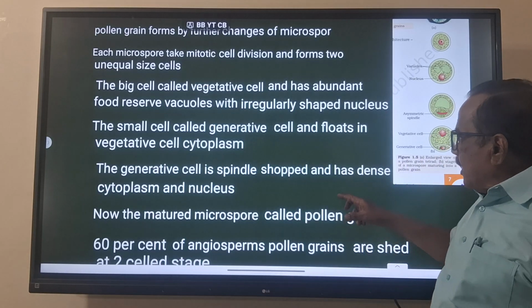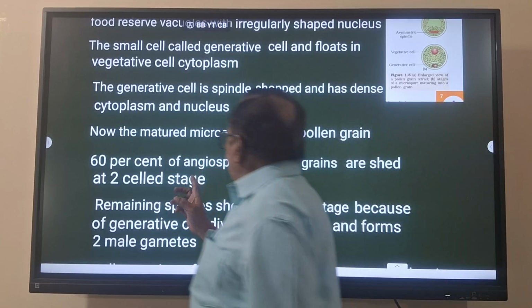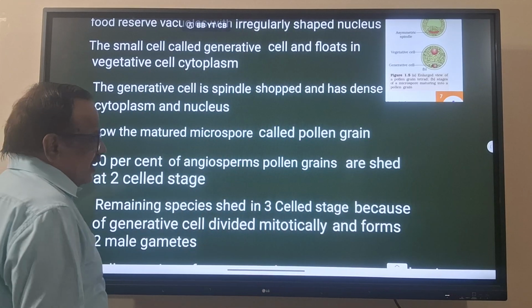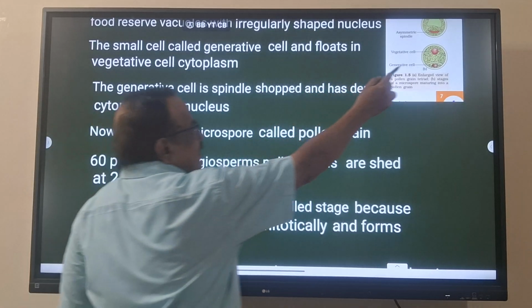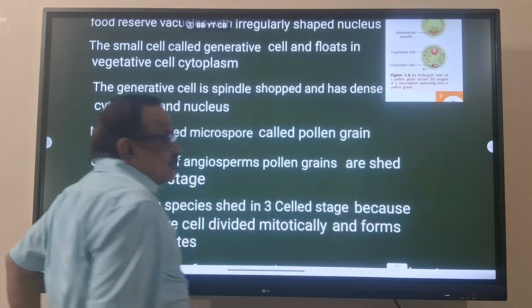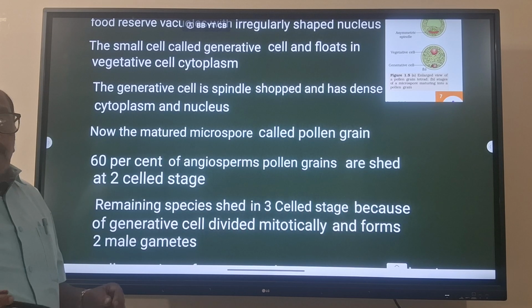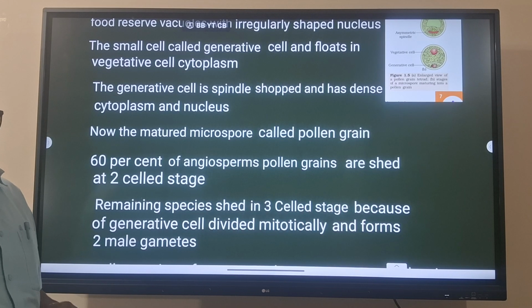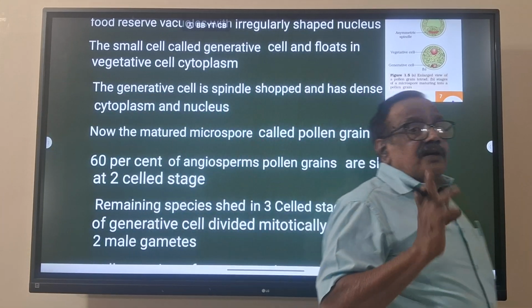Now you see. When the pollen grain is formed, 60% of angiosperms' pollen grains are shed at the 2-cell stage. This is the 2-cell stage. So more than 50%, that is 60%, when the pollen grain is coming out from the anther, at what cell stage is it? Generally it is at the 2-cell stage, that is the vegetative cell and the generative cell. 60%. Remaining 40%, what will they do?